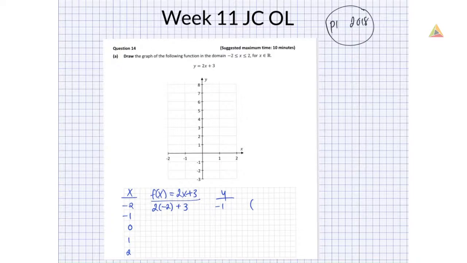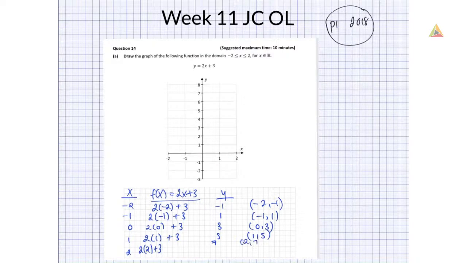So our pair will be minus 2, minus 1. Next one is 2 by minus 1 plus 3. So that's minus 2 plus 3, which will bring us to 1. So the point there is minus 1, 1. And the next point then is 2 by 0 plus 3, which is 3. So the point is 0, 3. The next point is 2 by 1 plus 3, and that's 2 plus 3, which is 5. So that's 1, 5. And finally, 2 by 2 plus 3. So that's 4 plus 3, which is 7. And the pair there will be 2 and 7.